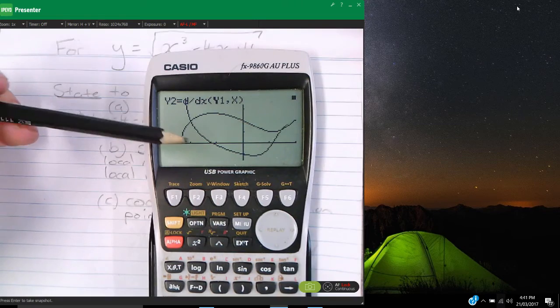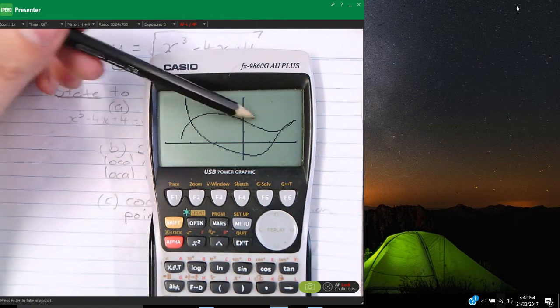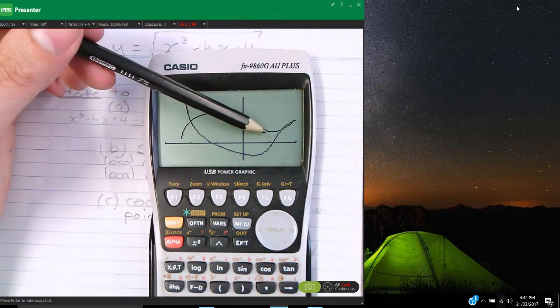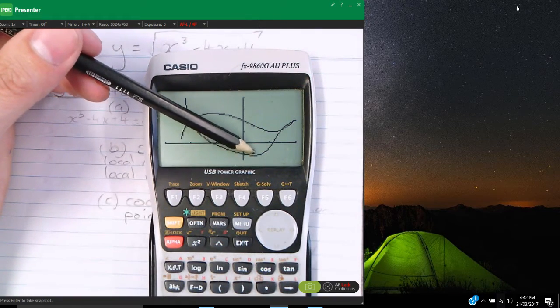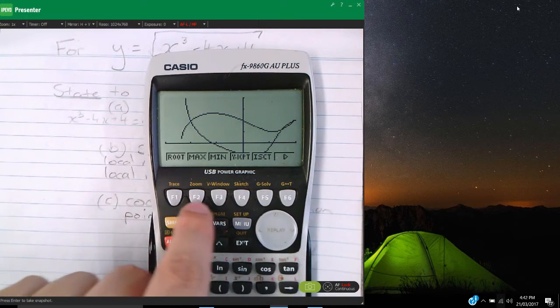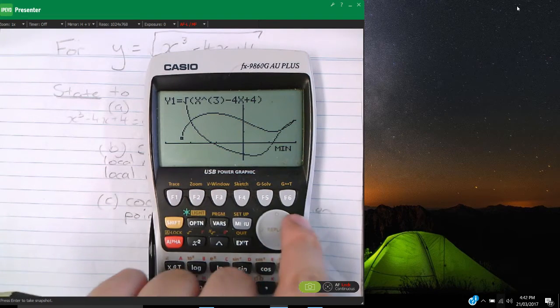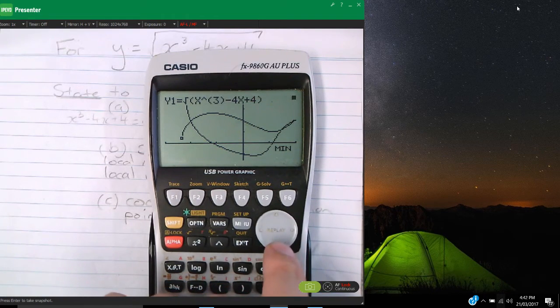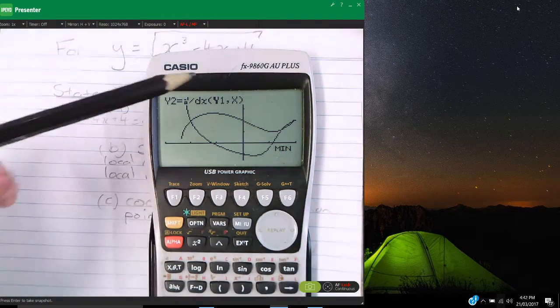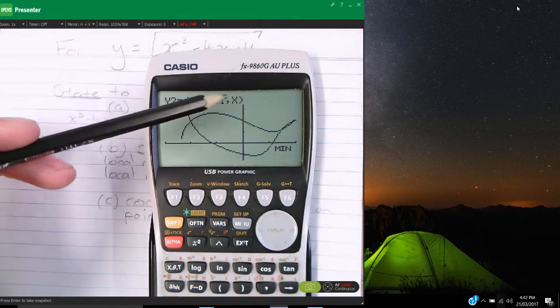Now, you notice that where this had the steepest negative gradient, this one has a local minimum, and that's what we're going to solve for. G-Solve, Minimum, but not for y1. Go down on your cursor keys. We're going to be solving for the minimum of the second function, y2 equals dy by dx of y1.